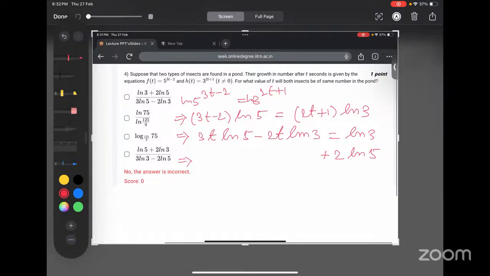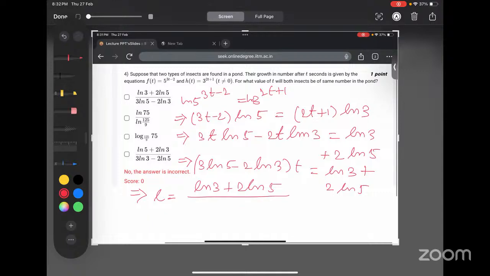Then we can take t as common. So we get (3 ln 5 minus 2 ln 3) into t equals ln 3 plus 2 ln 5. Then our t will be equal to (ln 3 plus 2 ln 5) by (3 ln 5 minus 2 ln 3). The first option is correct.